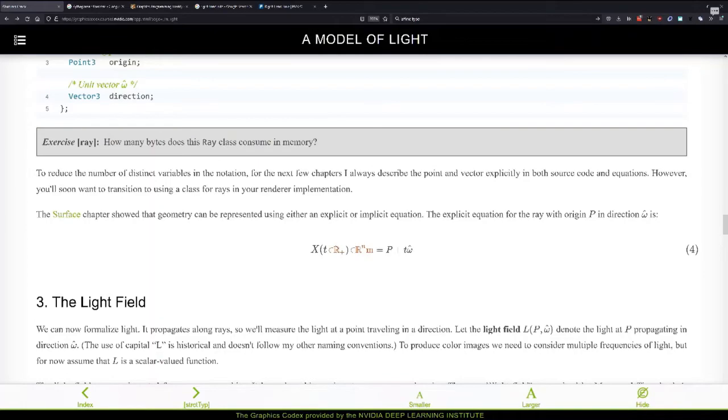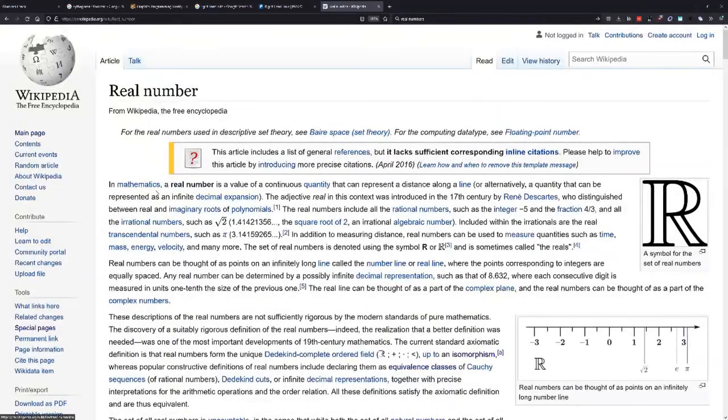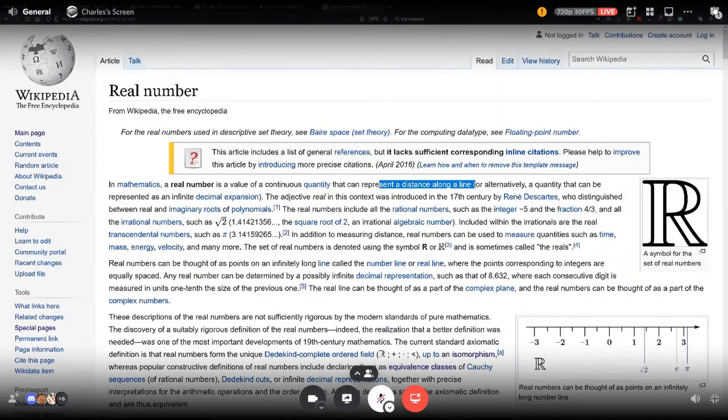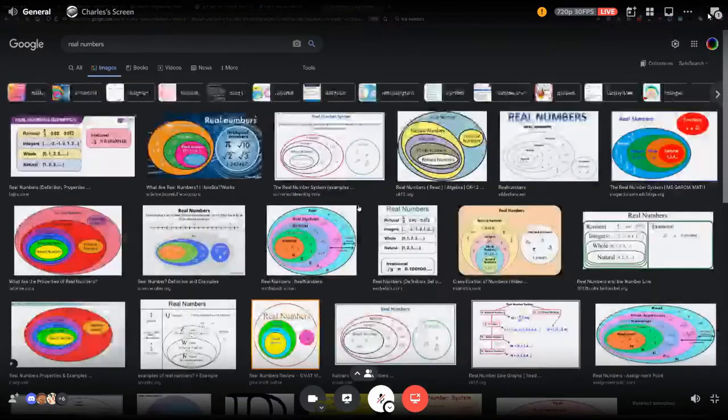So the reals, real numbers, rather than fake numbers. The real number is a value of a continuous quantity that can represent a distance along a line. Is it all numbers, or is it only positive? Is that why it's plus? I believe so. That makes sense to me. There was a picture with it that was a bit better than that one.